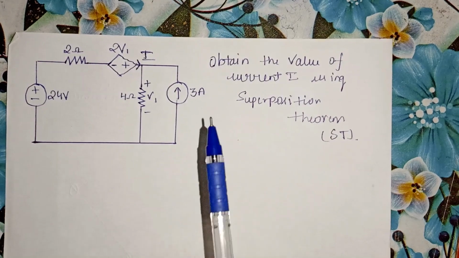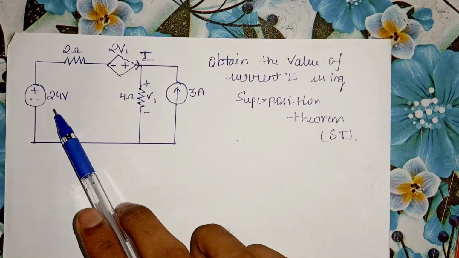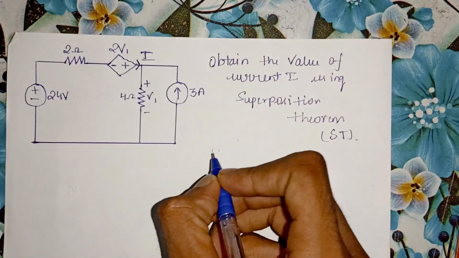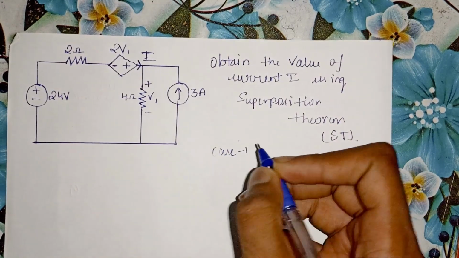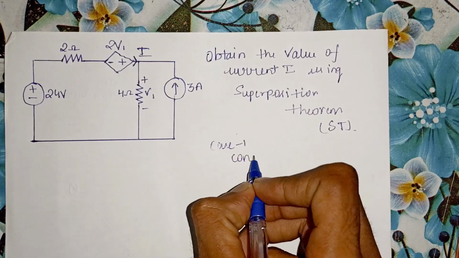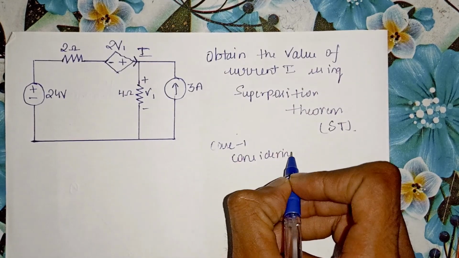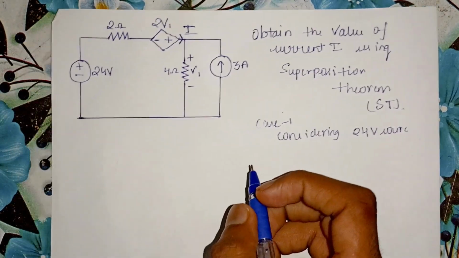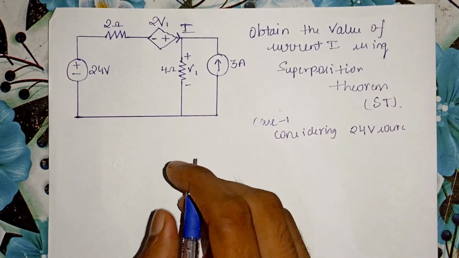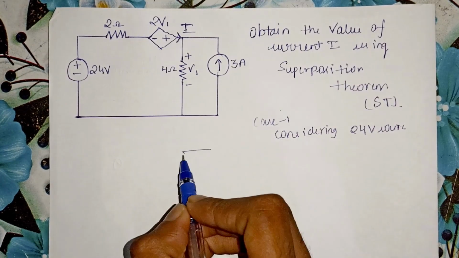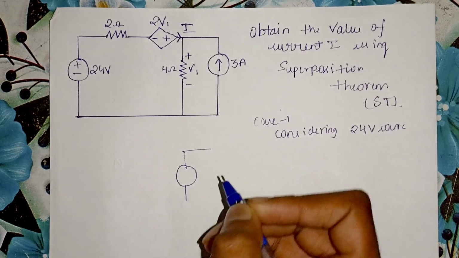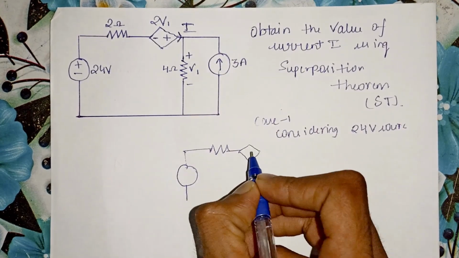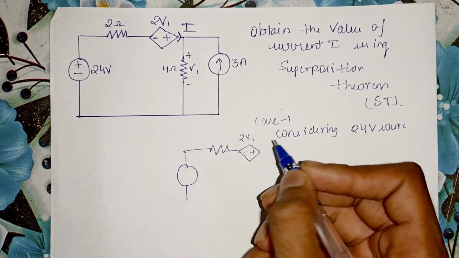In the first case, I will consider the effect due to your 24 volts and deactivate the 3 ampere current source. So case 1 is by considering the 24 volt source. If I consider my 24 volt source, my network would be reduced into 24 volts and a 2 ohm resistor with 2v1 dependent source.